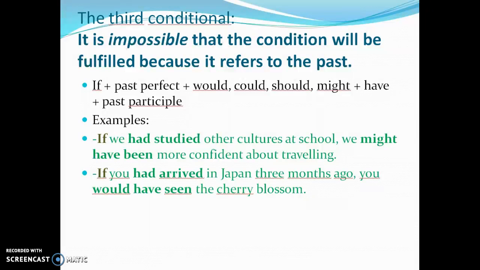The third conditional. It is impossible that the condition will be fulfilled because it refers to the past. You create this sentence by using if and the past perfect, which is a perfect tense in which you use had instead of has or have, and would, could, should, might, and have, and past participle. For example, if we had studied other cultures at school, we might have been more confident about traveling. If you had arrived in Japan 3 months ago, you would have seen the cherry blossom.